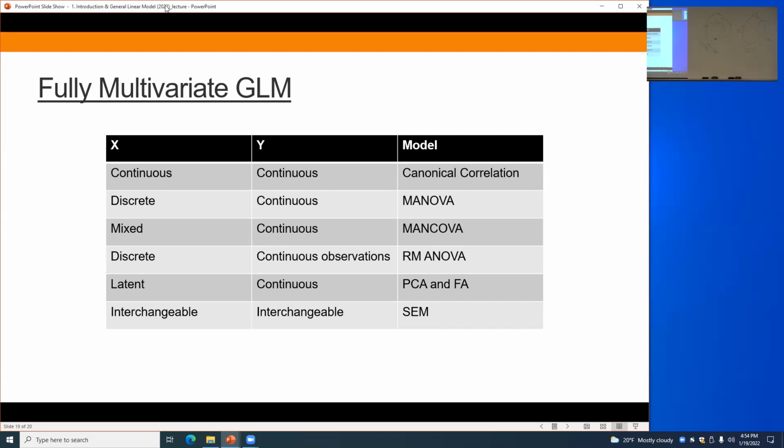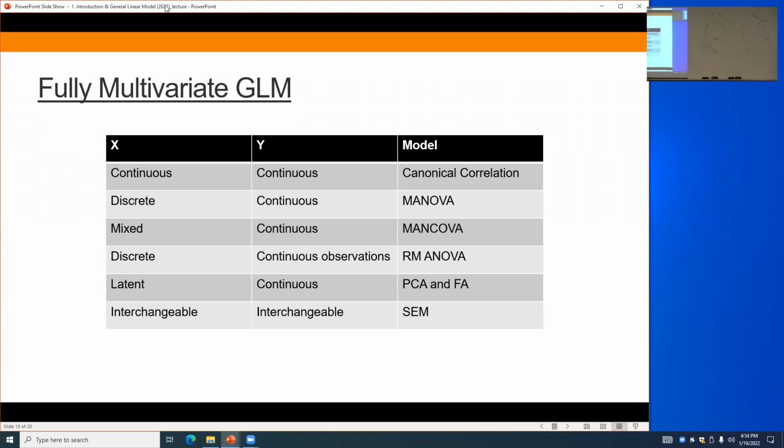But historically, if I've got a lot of continuous X's and a lot of continuous Y's, we've got some canonical correlation with that. If I've got multiple discrete categorical X's and a number of continuous outcomes, that's where our MANOVA is coming in. A mixture of categorical and continuous X values and continuous Y values, ANCOVA. We've got discrete categorical X predictors and continuous observations. This is where we get into our repeated measures ANOVA. This is one that we will spend some time with.